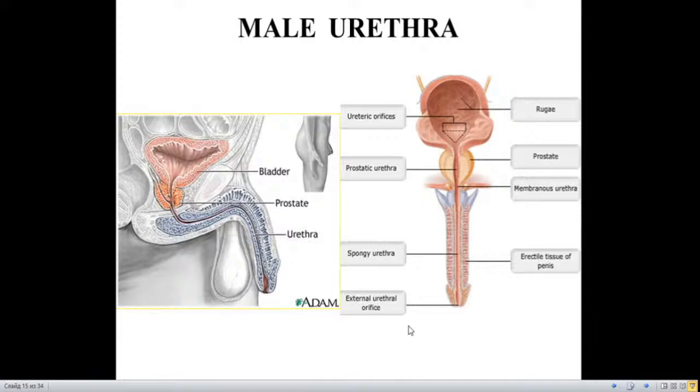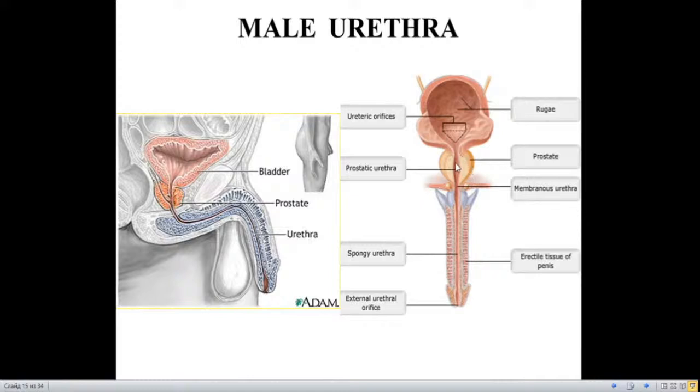Few words about it. Actually, the male urethra starts from the neck of the urinary bladder by the internal urethral orifice, then it passes through the prostate gland, and this part of the urethra is known as the prostatic urethra. It is mentioned here at the right side, prostatic urethra. In some anatomy textbooks, the very short part prior to the prostatic urethra is known as the pre-prostatic urethra, but many authors do not describe it.